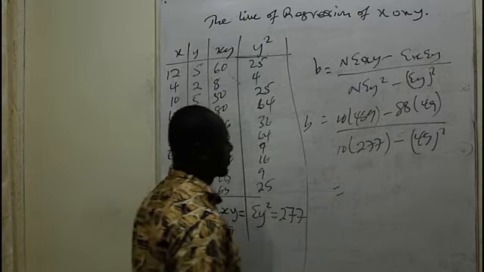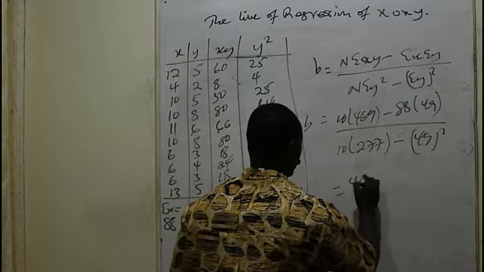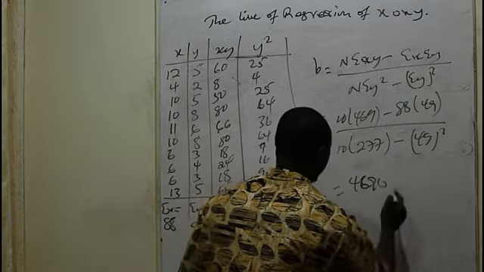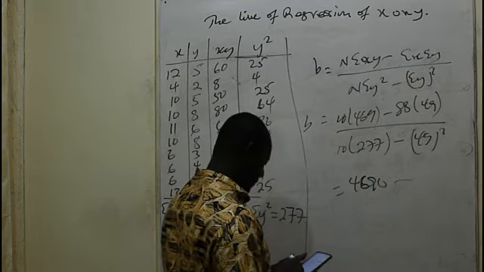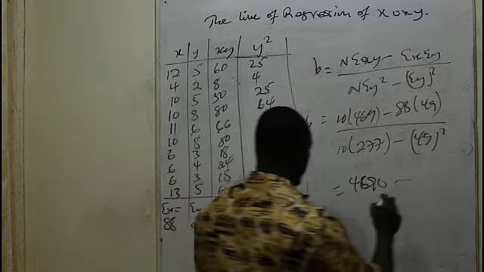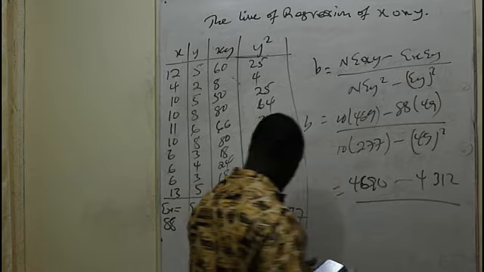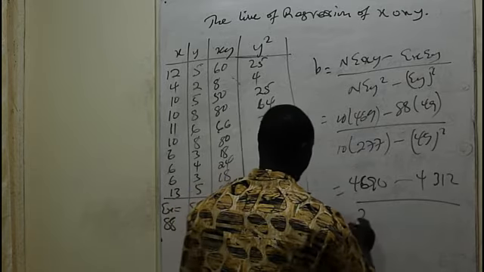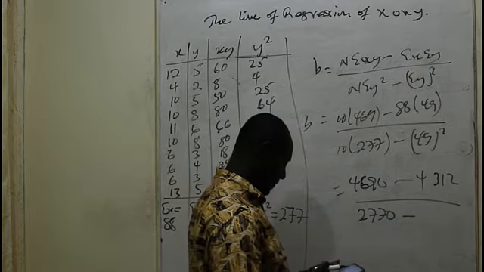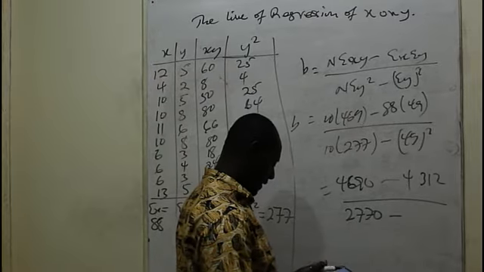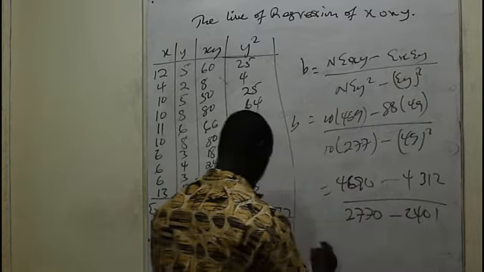So what is this? So I have 10 times that, and that is going to give me 4690 minus 88 times 49, and that is 4312, divided by 10 times that, which is 2770, minus 49 squared. So 49 times 49, which is 2401. So I'm going to subtract.